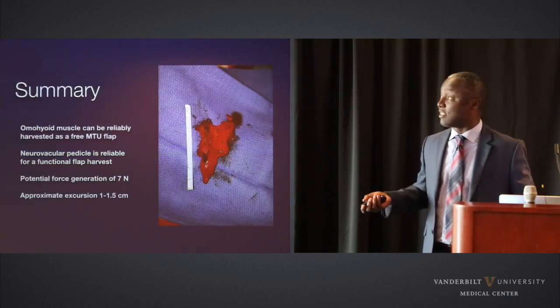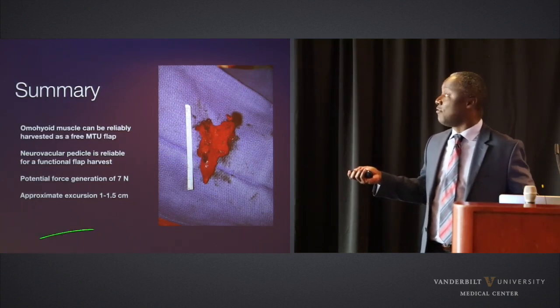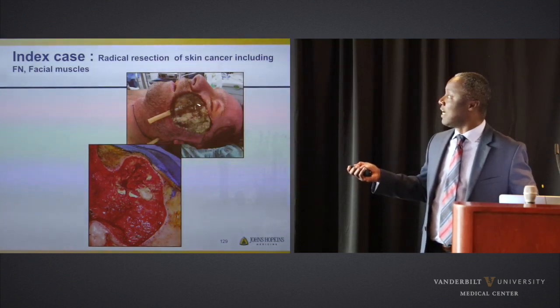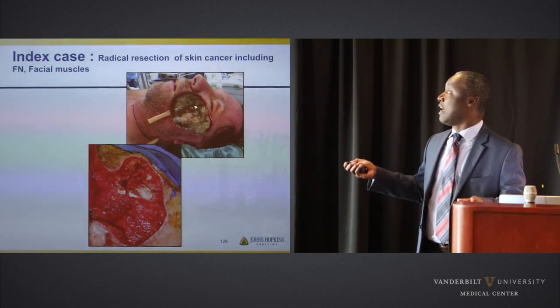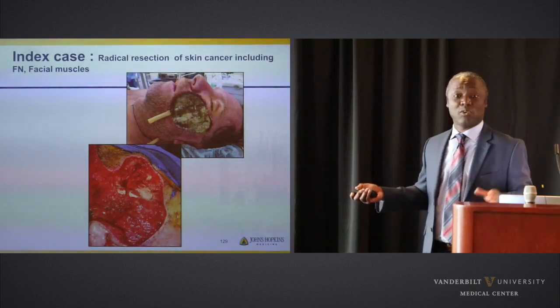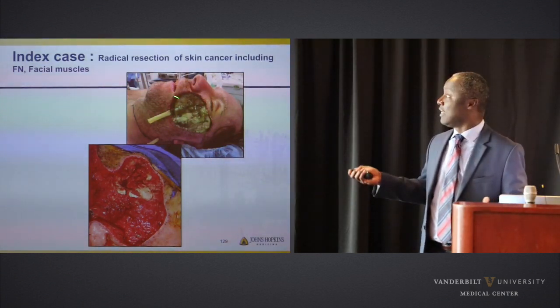So the next is, let's try it in the patient. So omohyoid can be harvested as a free flap. It's got enough force, the pedicle is reliable. This is zygomaticus major. This is omohyoid, similar size. The first patient that I did was a patient with melanoma. Had a through and through defect where all the muscles have been cut, including the lining, the buccal mucosa. He was having a neck dissection, so it was an ideal patient. I could harvest the omohyoid in the neck because there's an incision, and I could replace the cut facial muscle.